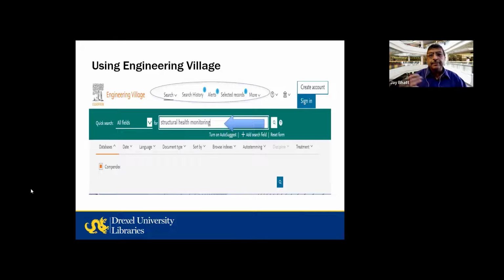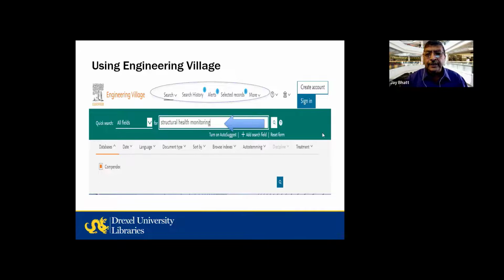Again, Engineering Village can be accessed from our library guide on engineering or biomedical engineering that I highlighted earlier. But you go to the electronic databases section within that and you'll find Engineering Village. Or you can go to the library's homepage, databases by title page, A through Z list, and click on Engineering Village.